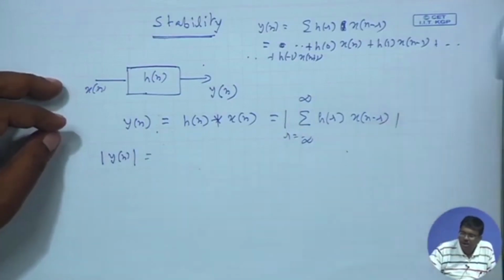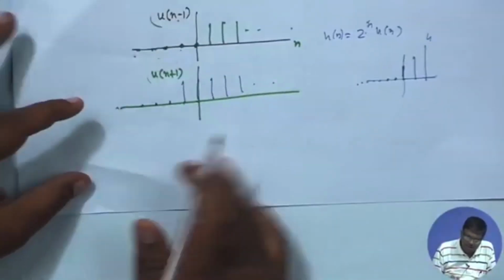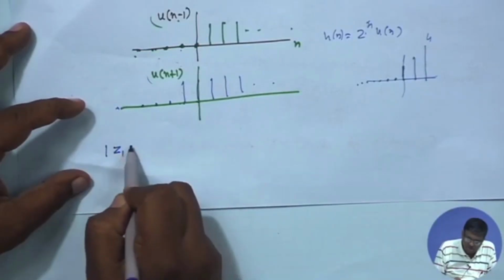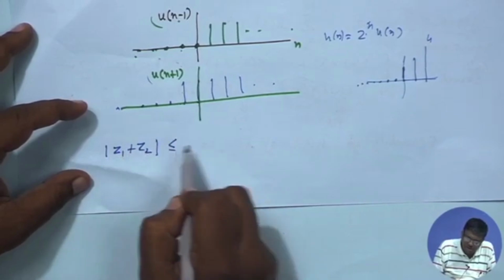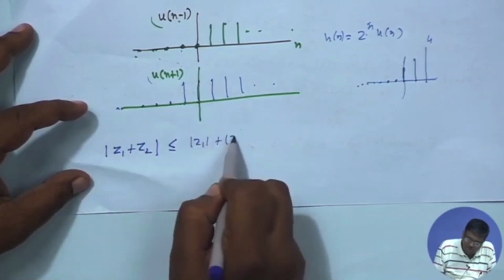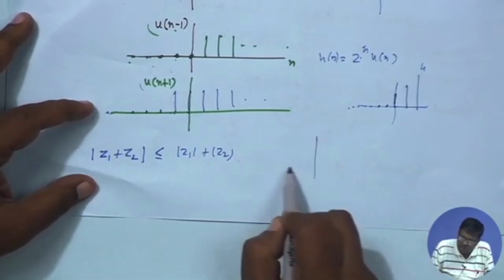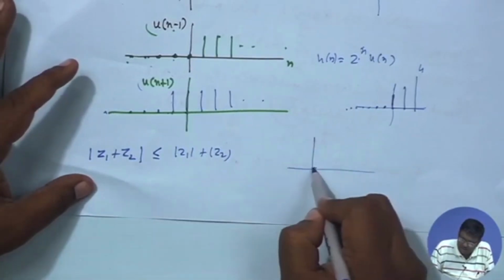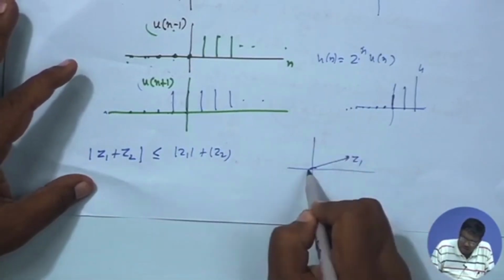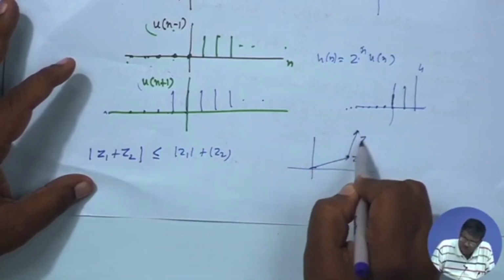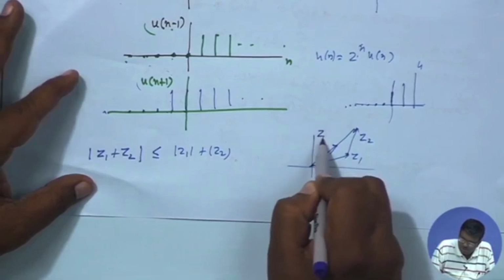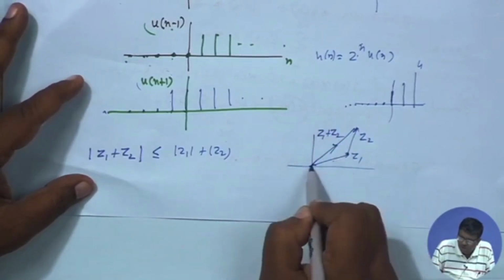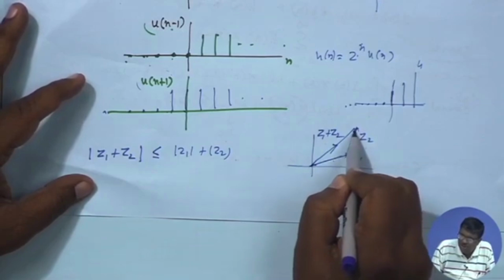But there is a triangle inequality, that is, mod of two numbers, in general complex, but they could be real. Mod of z1 plus z2 is less than or equal to mod of z1 plus mod of z2, which follows very easily because any complex number, say z1 and another z2. This is the vector sum z1 plus z2. Mod of z1 is this length, mod of z2 is this length, and mod of z1 plus z2 is this length.